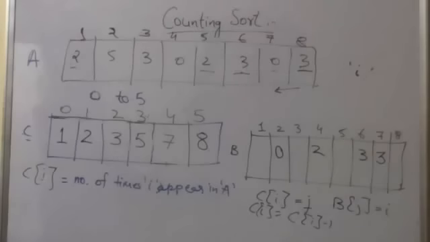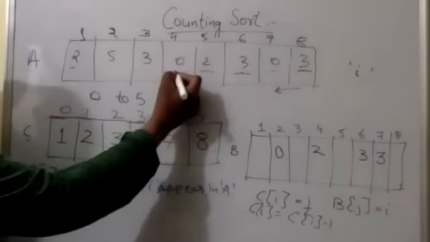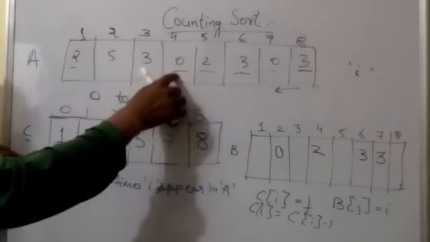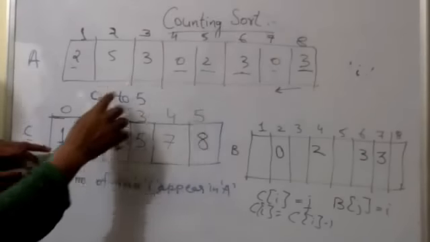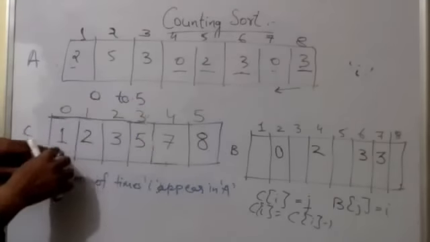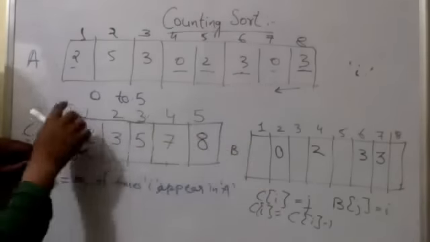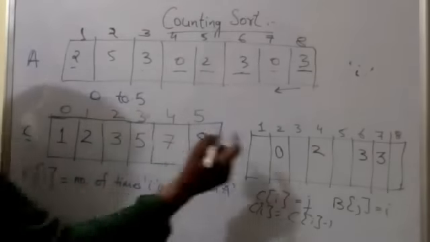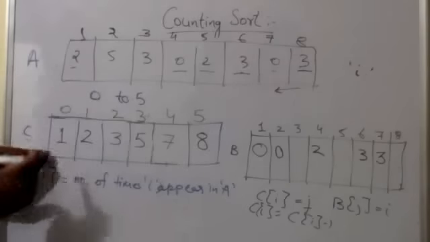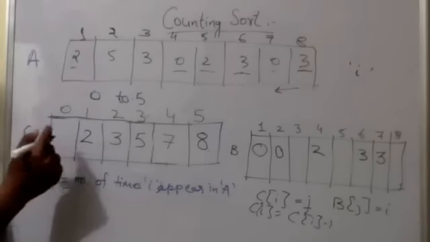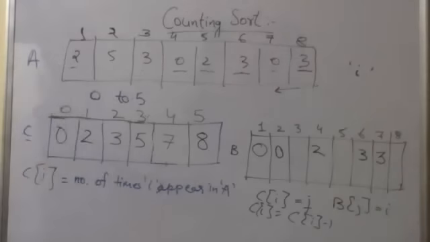Now after this, the next element is 0, right? Now the value stored at index 0 in array C is 1. So at index 1 in array B we will store 0, and we will decrease this value which is stored at index 0 in array C by 1. So it will become 0.